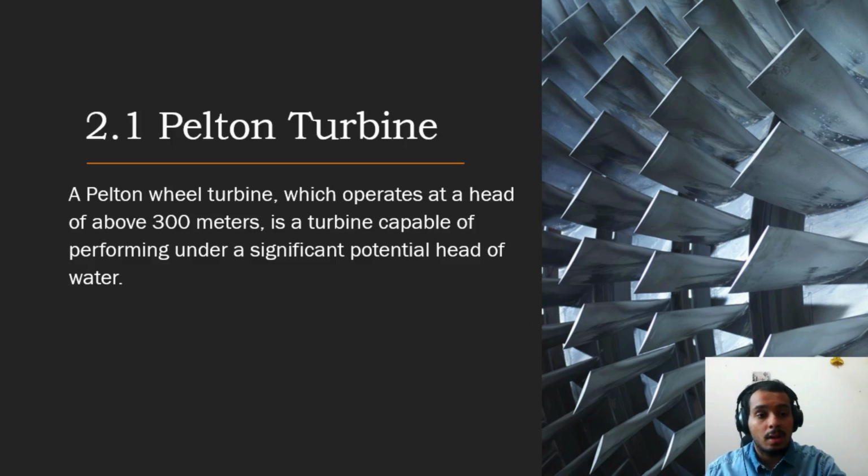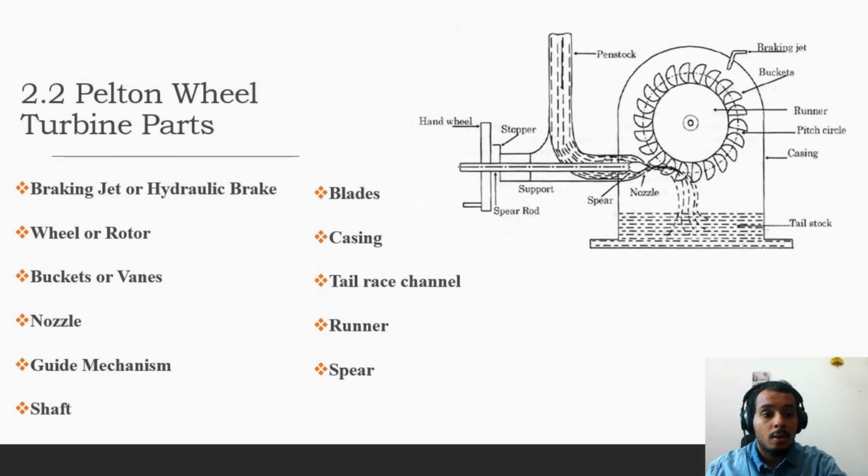Going to the next slide, which shows all the parts of the turbine: the jet, the buckets, the nozzle, the casing. Every part is very essential to the procedure.